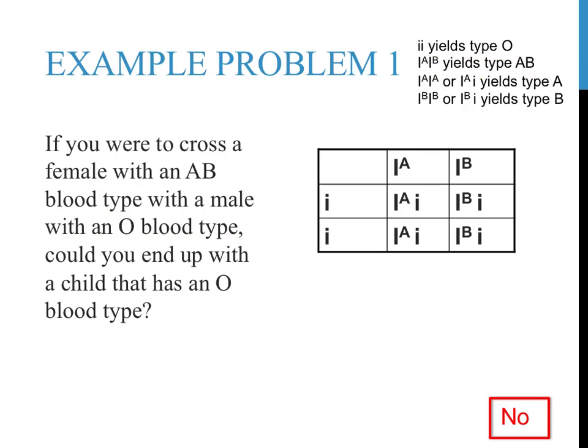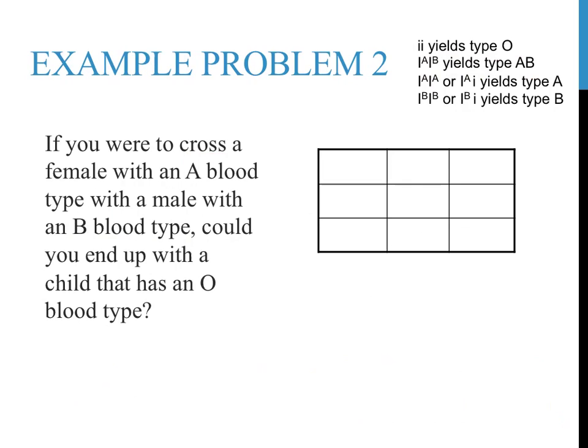As it turns out, there are no possible outcomes inside of this Punnett square that are lowercase i, lowercase i. For this reason, no, it's not possible for a parent with an AB blood type and a parent with an O blood type to have a child with an O blood type.